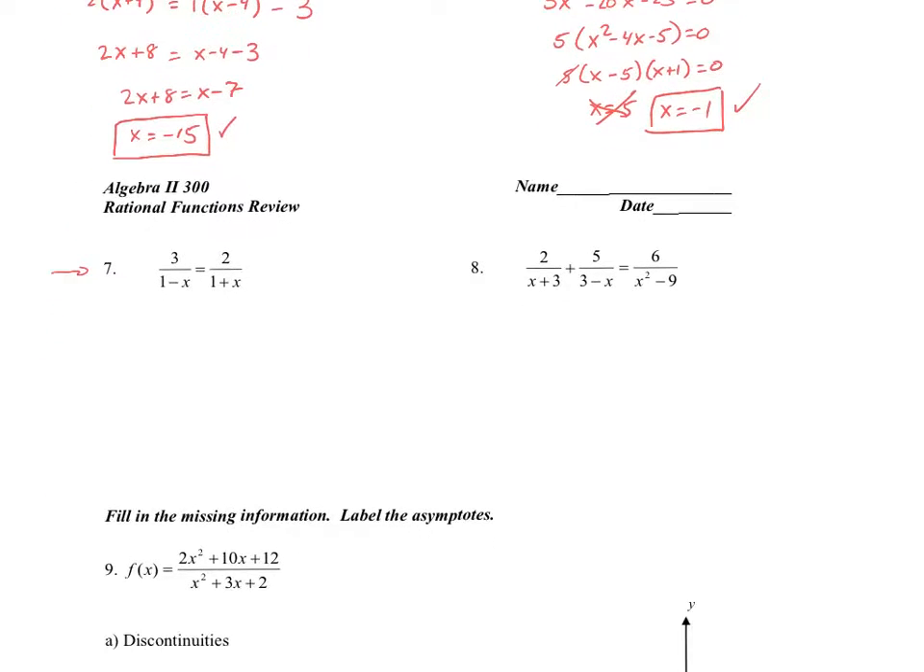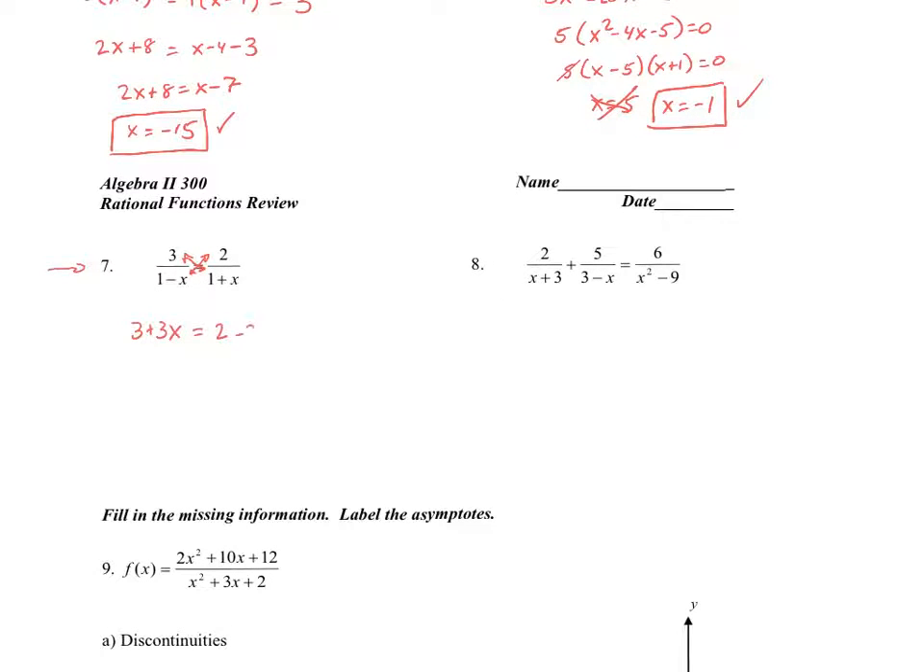As we mentioned earlier, number 7 is the other variety where we can go ahead and cross multiply to solve this. So I'm going to multiply the 3 times the 1 plus x, and that'll give me 3 plus 3x. I will multiply the 2 times the 1 minus x, so 2 minus 2x.